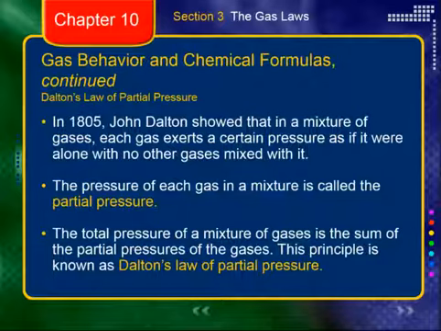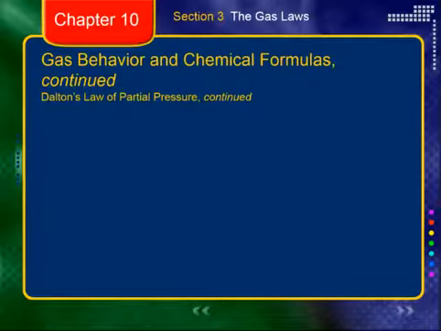But in 1805, John Dalton showed that in a mixture of gases, each gas exerts a certain pressure as if it were alone with no other gases in it. Remember, because these particles are so small, it's actually somewhat rare that they collide with one another, and they spread out so much over a large volume because of that expansion. The pressure of each gas in a mixture is called its partial pressure. The total pressure of a mixture of gases is the sum of the partial pressures of the gases. This principle is known as Dalton's law of partial pressures.